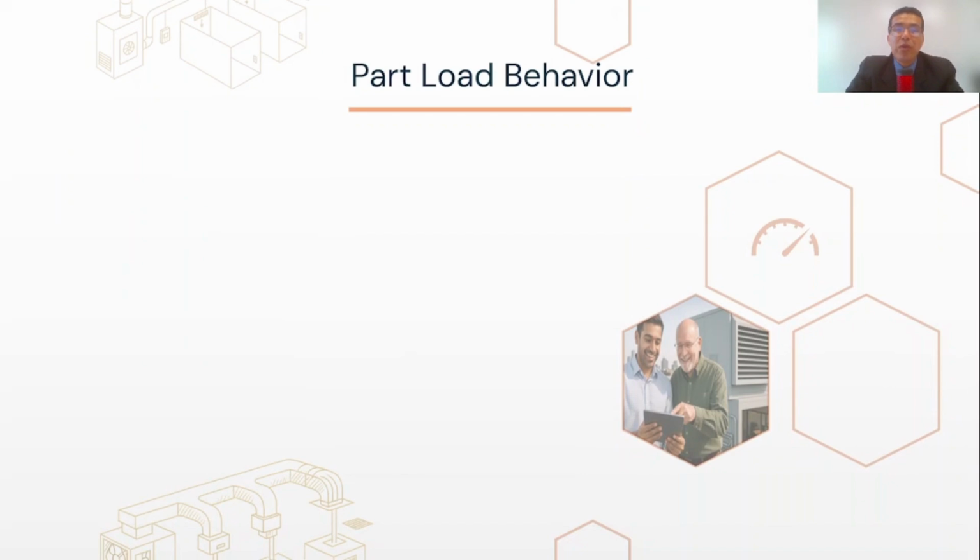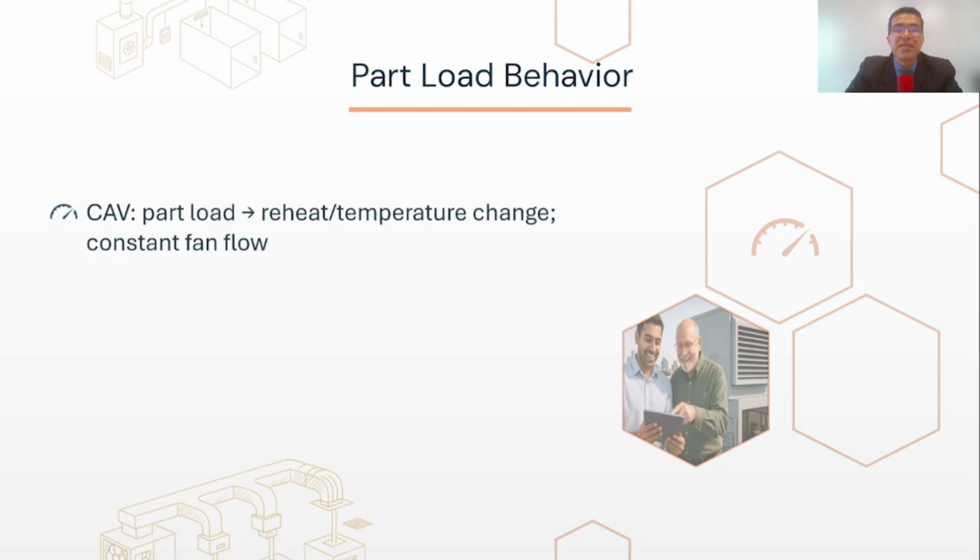Then we will talk about part load behavior. This term refers to how an HVAC system operates when it's not running at its full capacity. In CAV systems, the fan always moves a constant volume of air, even at part load.